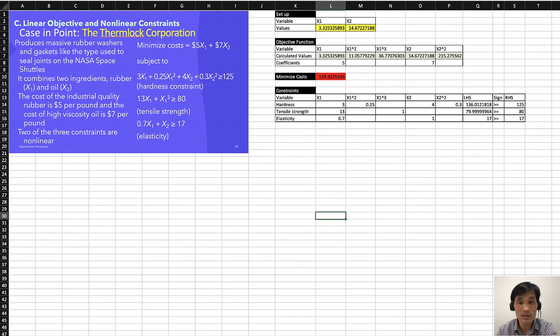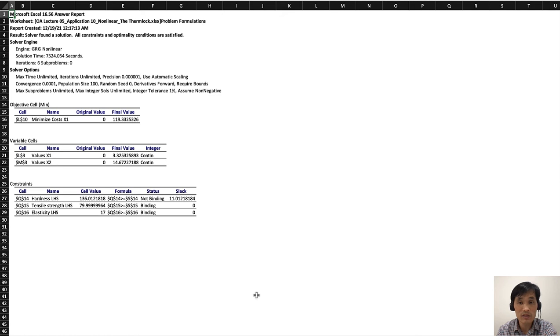I just want you to go to the answer report. If you go to the answer report, you see that the first one, hardness, is not binding, and you have about 11.01 of slack. So if you want to cut something, hardness might be something you can consider cutting a little bit. The second and third, tensile strength and elasticity, are binding. They are very important, and lifting these binding constraints is quite serious for this cost minimization.